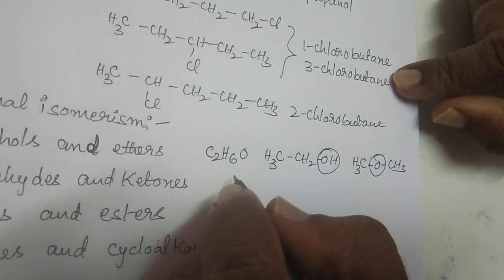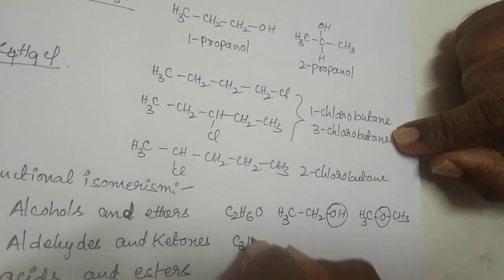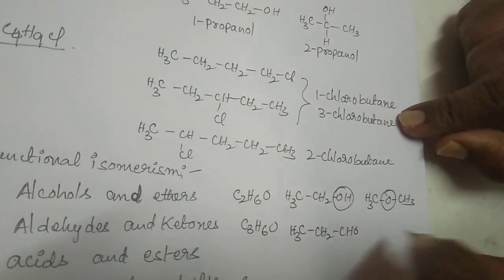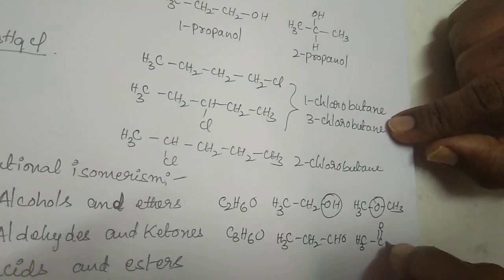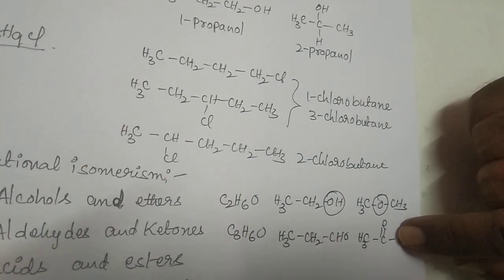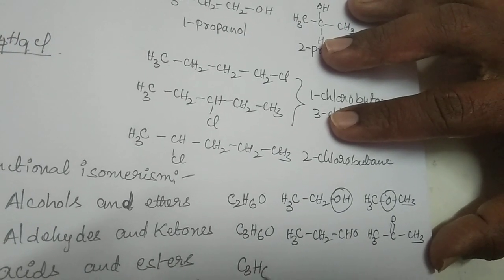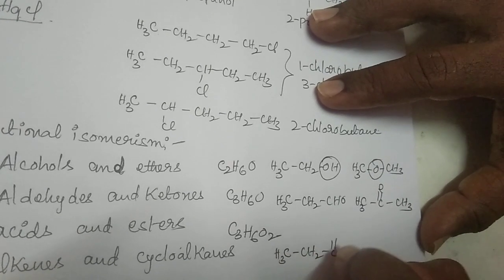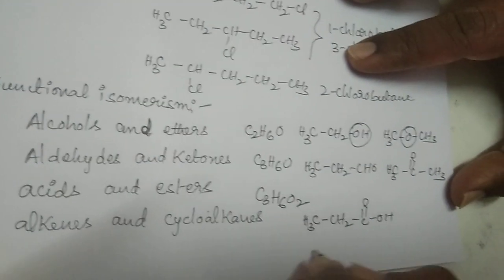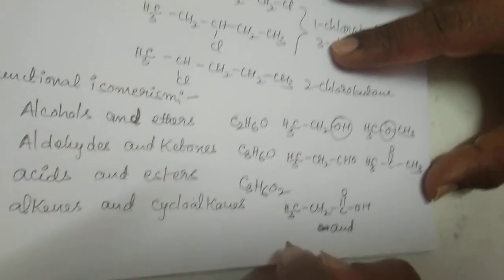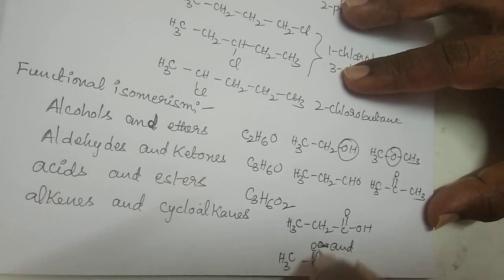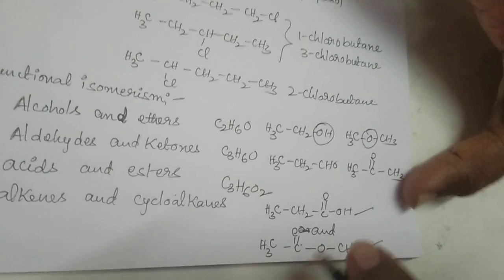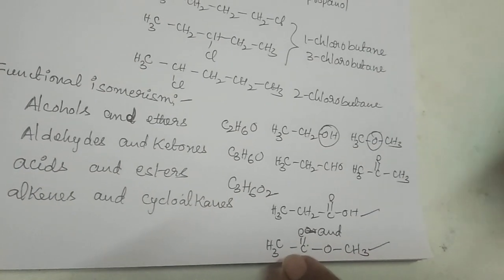And aldehydes and ketones: you can write C3H6O as CH3CH2CHO, which is the aldehyde, or you can write it as CH3C double bond O CH3, which is a ketone. And you can also write C3H6O2 as CH3CH2COOH, or you can write it as CH3C double bond O OCH3. So this is the acid and this is the ester. These are different functional isomers with the same molecular formula.